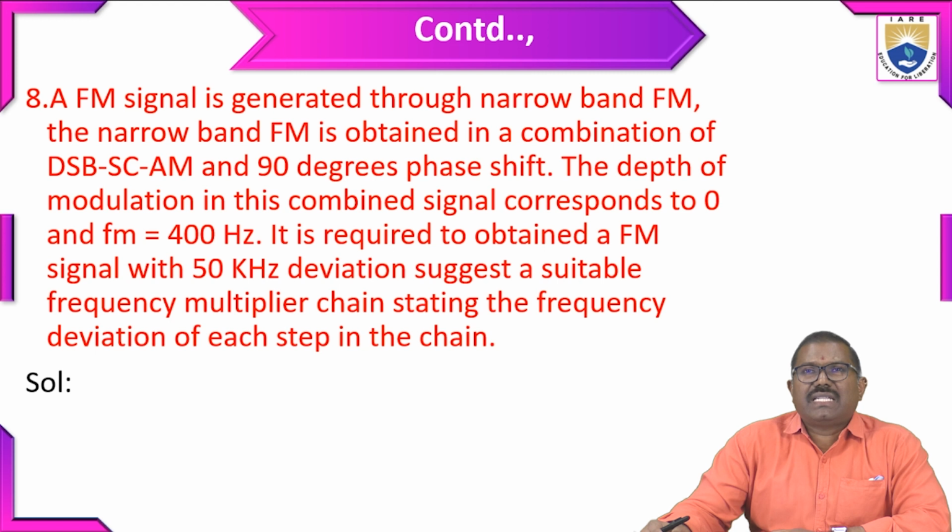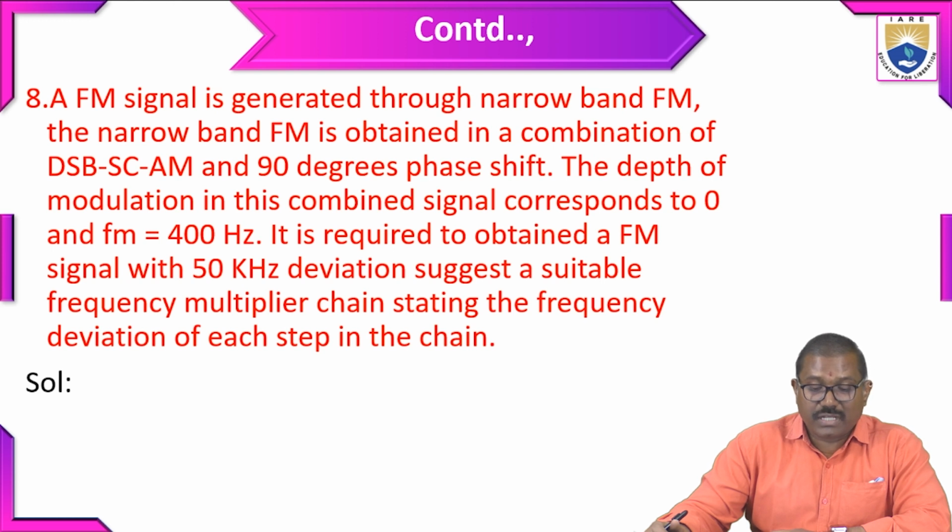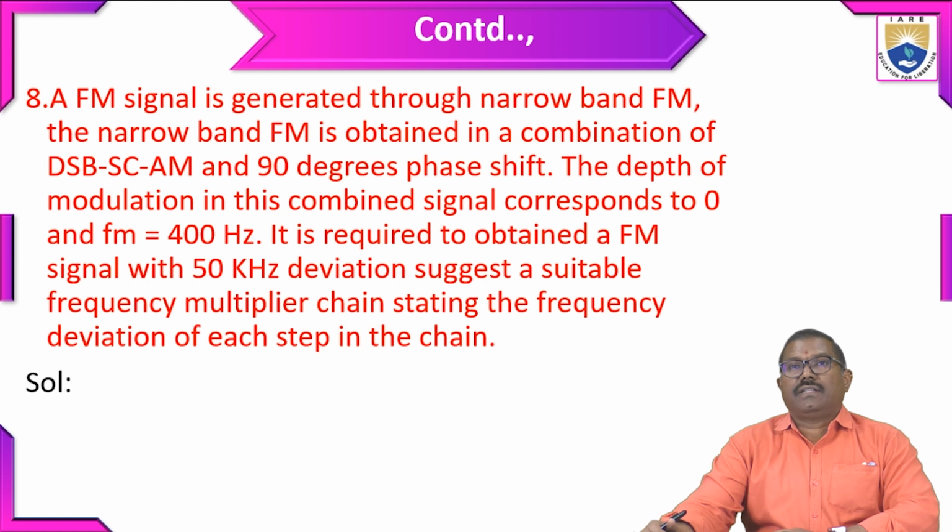An FM signal is generated through a narrowband FM. The narrowband FM is obtained from a combination of DSBSC AM and a 90 degree phase shift. The depth of modulation in the combined signal corresponds to 0.1 and fm is 400 Hz. It is required to obtain an FM signal with 50 kHz deviation. Suggest a suitable frequency multiplier chain, stating the frequency deviation of each step in the chain.